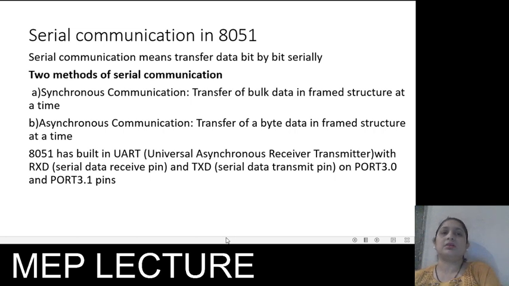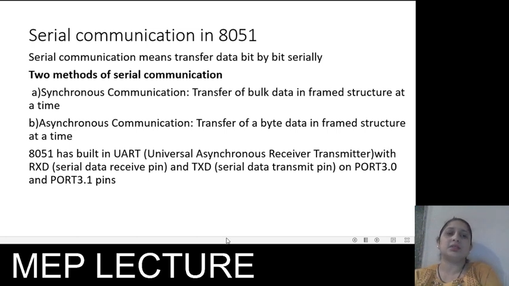When we talk about asynchronous communication, what does it mean? We transfer a single byte, that means 8-bit data, in frame structure at a time; this is called asynchronous communication. That means when we transfer a bulk of data in frame structure, it is synchronous communication. When we transfer single byte data in frame structure at a time, it is asynchronous communication. And 8051 supports asynchronous communication for serial communication.